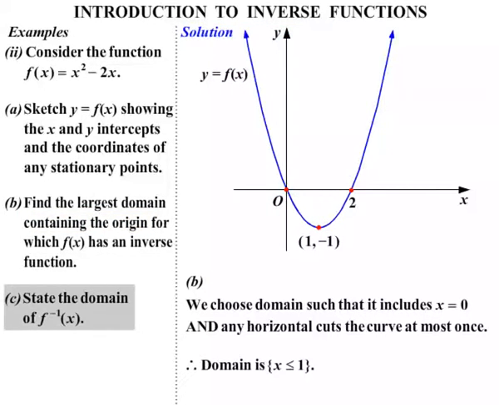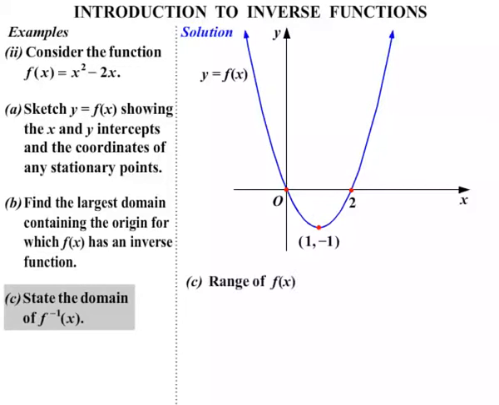Now we need to state the domain of the inverse function. So we consider firstly the range of the original function. Now if we look at it, we can see that it's starting at -1, that's the lowest point, and then it keeps on going up. So the range of the original function is y is greater than or equal to -1. Then the domain of the inverse function is x is greater than or equal to -1. So you can see there, simply swapping the x and y's for the domain and range.